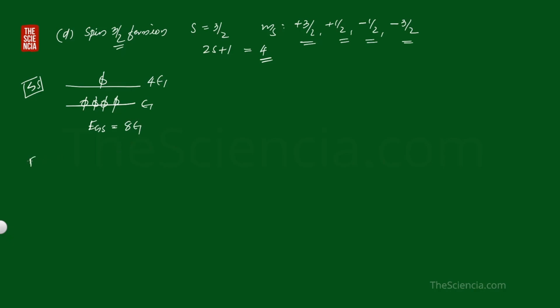Now let's take the first excited state. In the first excited state, one of the spin 3/2 fermions jumps to the next higher state. That is, 2 will occupy here and 3 will be here. So the first excited state energy is equal to 3E1 plus 2 into 4E1.